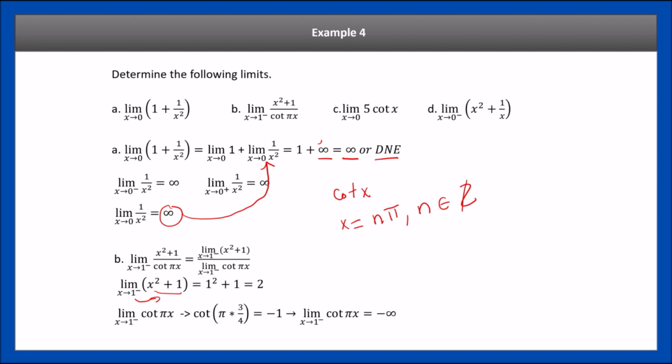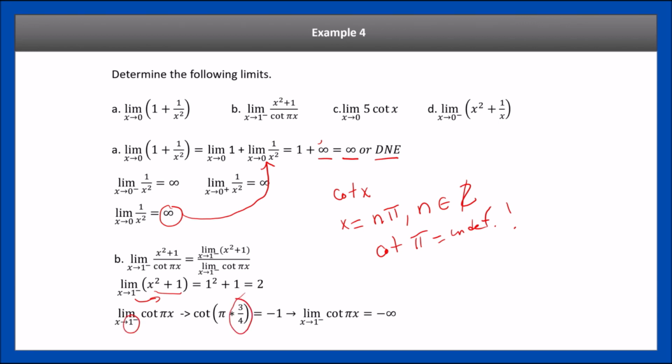So at 0, pi, and so on and so forth. If I plug in 1 into here, I'm going to get pi. And we know that cotangent of pi is undefined, right? So we're going to need to keep this in mind. When we plug in, we can't do a direct substitution, but we want to get as close to 1 as possible. So let's plug in, for example, 3/4.